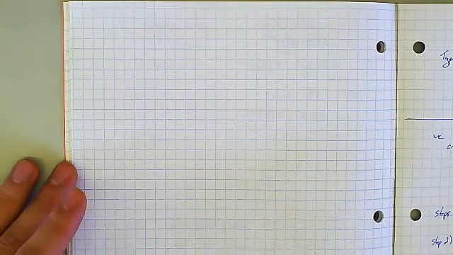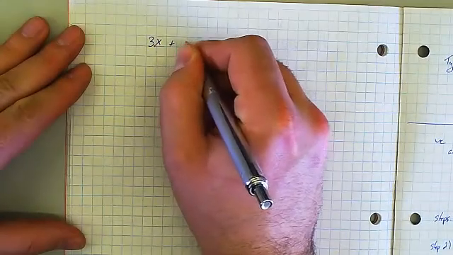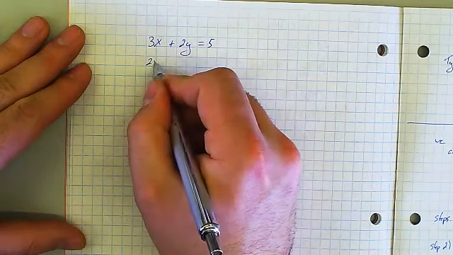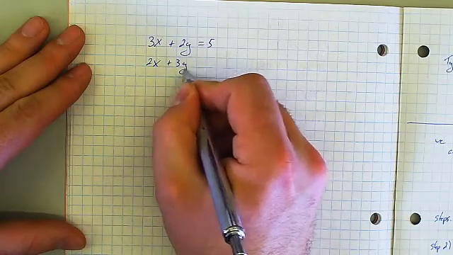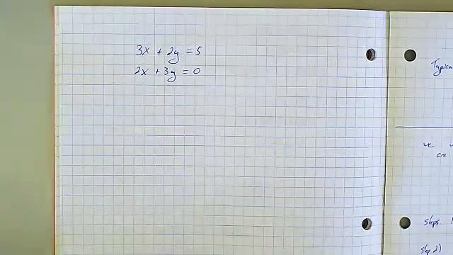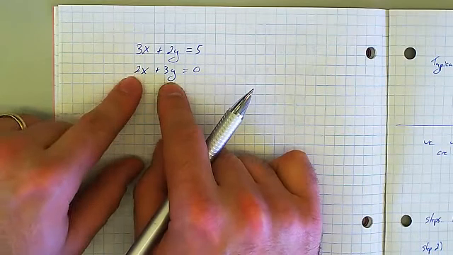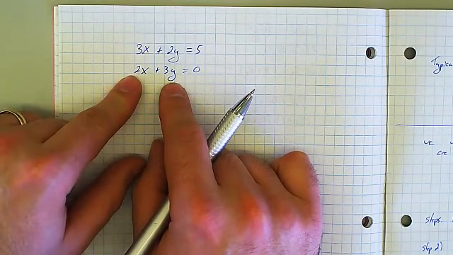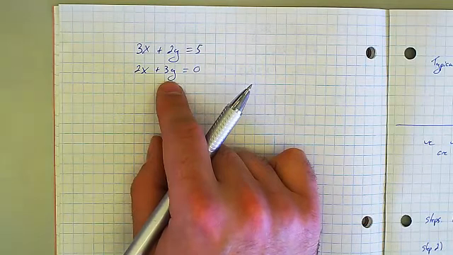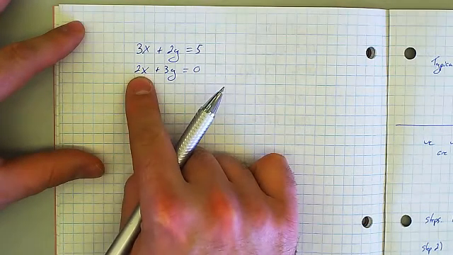So, with the original equations, 3x plus 2y equals 5, and 2x plus 3y equals 0. Step 1 is to make one of the coefficients in front of our variables the same. You can either pick x or y, it doesn't matter which one you choose. In this case, it'll actually work out regardless of which way you do it. We're going to pick x's because it's nicer. So, what do 3 and 2 both go into? It's a nice number. 6.